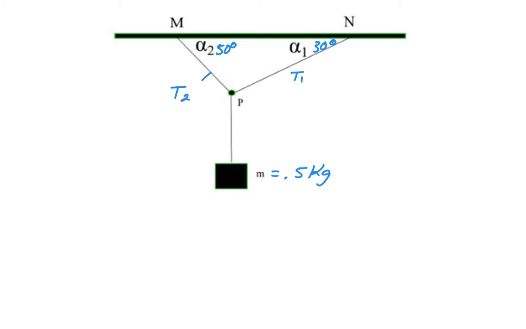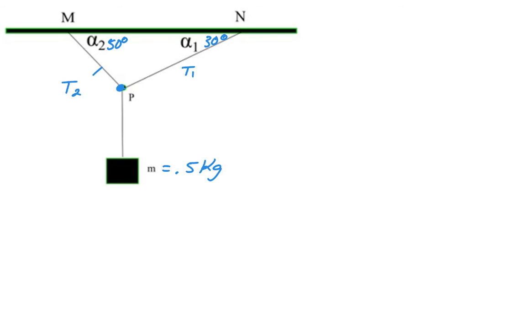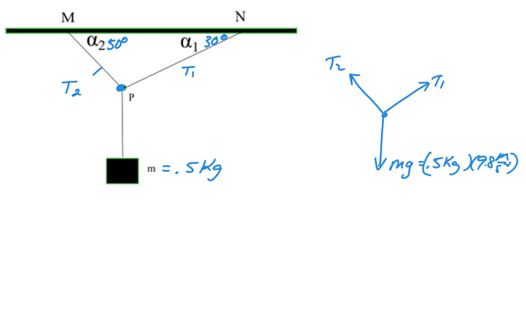And specifically, we're going to look at a free body diagram for point P. So over here, I'm going to go ahead and draw my free body diagram, and I can see that I've got three forces acting on point P. I've got one force going straight down, and that's going to be equal to m times g, or 0.5 kilograms times 9.8 meters per second squared. I've got another force that we've called T1, and another force that we've called T2. There's my free body diagram.